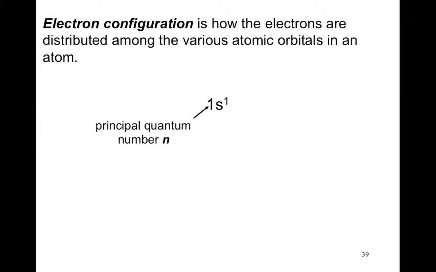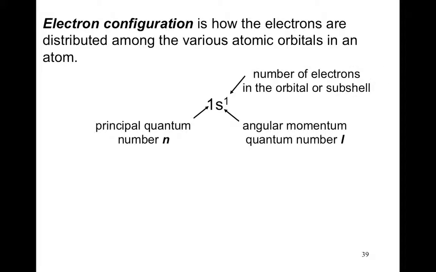Okay, electron configuration is how electrons are distributed among orbitals in an atom. So in 1s1, 1 is our principal quantum number n, s is our angular momentum number L, and then 1 is our number of electrons that are in that orbital. And so our orbital diagram for that would be something like this: hydrogen 1s1 with the 1 up arrow.